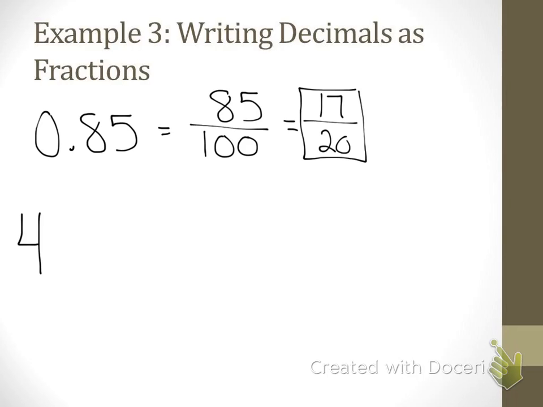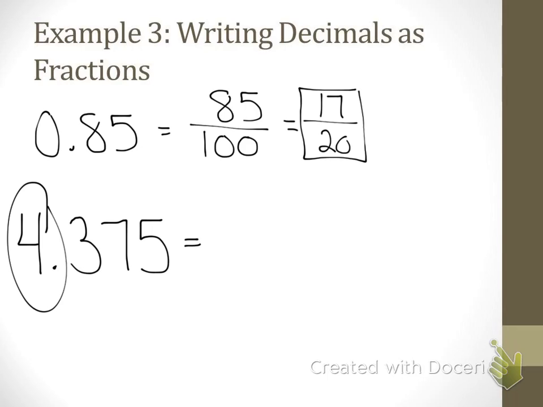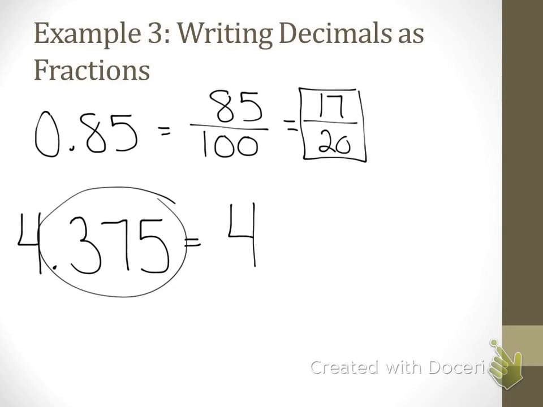All right, now let's look at this one. What if I had 4 and 375 thousandths? Now, what is this going to be in your fraction? Am I going to have just a fraction or will I have a mixed number? I'm going to have a mixed number. Okay, so 4 is my whole number in my mixed number. And then the 375 thousandths, that's what I write as a fraction.